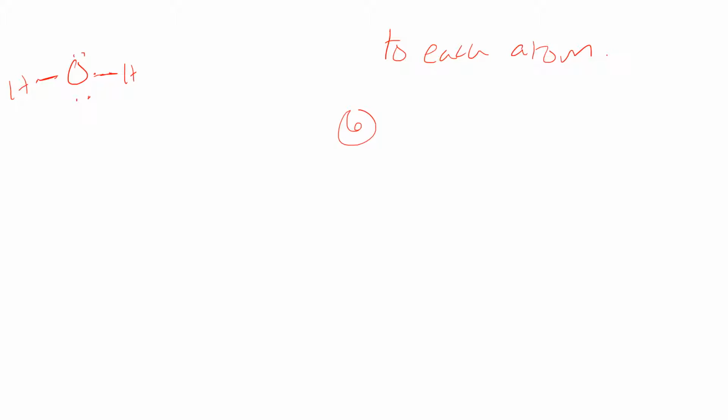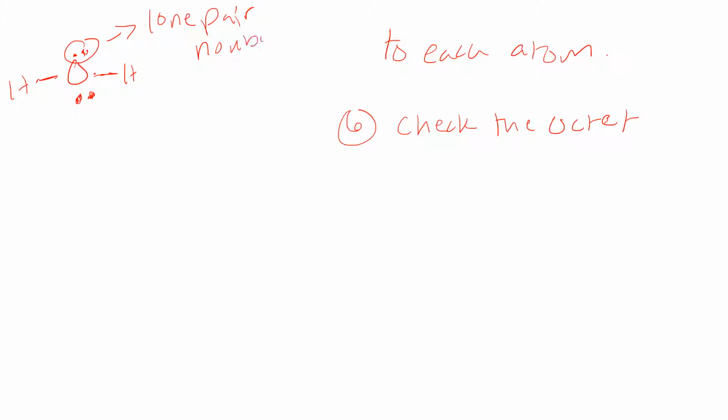Now number 6, check the octet. These guys here are called a lone pair. They're non-bonding electrons. This is a bonding pair.